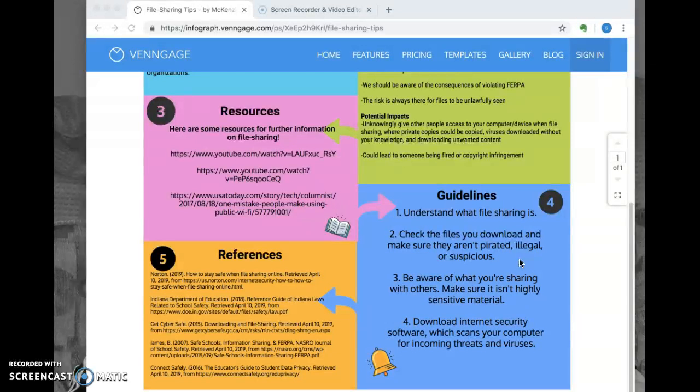Also, be aware of what you're sharing with others. Make sure it isn't highly sensitive material, because God forbid it does get leaked or hacked. You don't want really important personal information being leaked. And finally, download internet security software, which scans your computer for incoming threats and viruses. Just try to protect your information and your software from getting hacked and ruined.